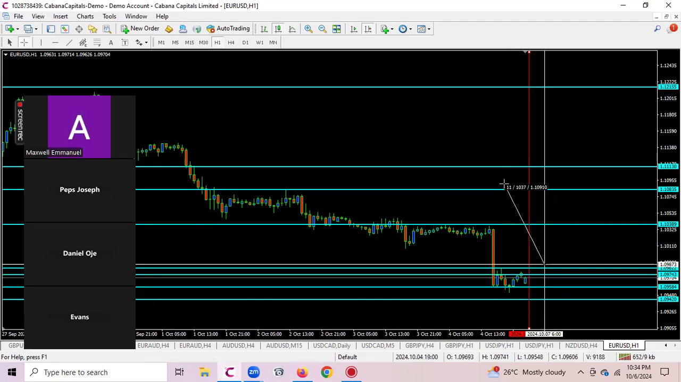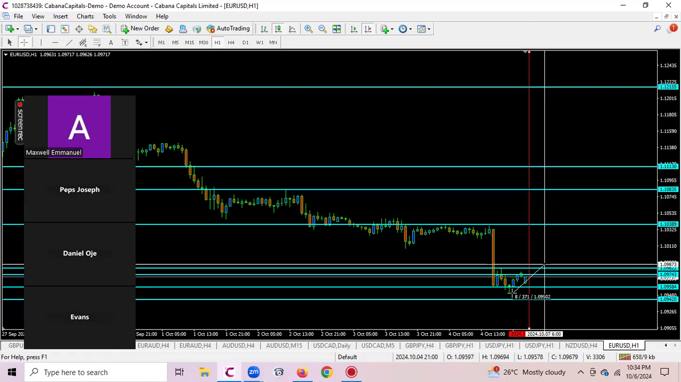My first TP will be at this area, but immediately price breaks this high, I would adjust my stop loss to this low. Are you getting me, guys? Immediately price breaks this high, my stop loss will be adjusted to this low. So my risk on the trade will reduce from 50 pips to about 35 or 36 pips. I hope you get that.